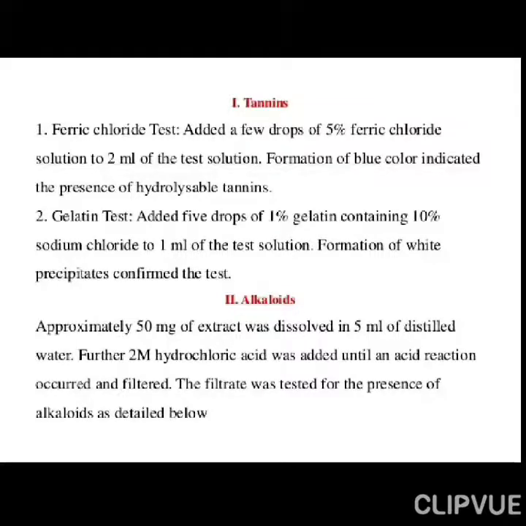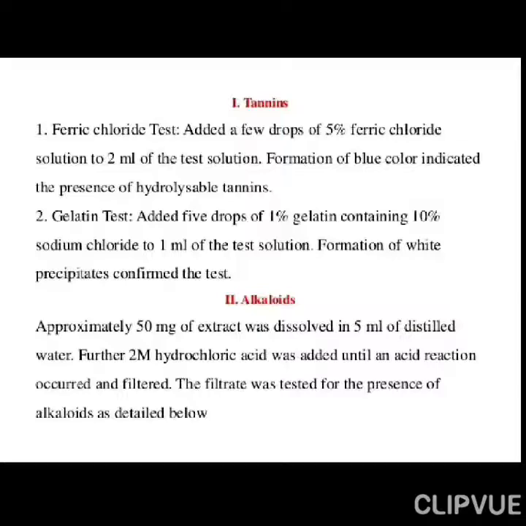So coming to the tannin, what is the ferric chloride test? It is a very famous test for tannin containing crude drug. Add a few drops of 5% ferric chloride solution to 2 ml of the test solution. Whatever the test solution means, whether pet ether extract, chloroform extract, alcoholic extract, or hydroalcoholic extract, in that extract we are going to add the 5% ferric chloride. The formation of blue color indicates the presence of hydrolyzable tannin.